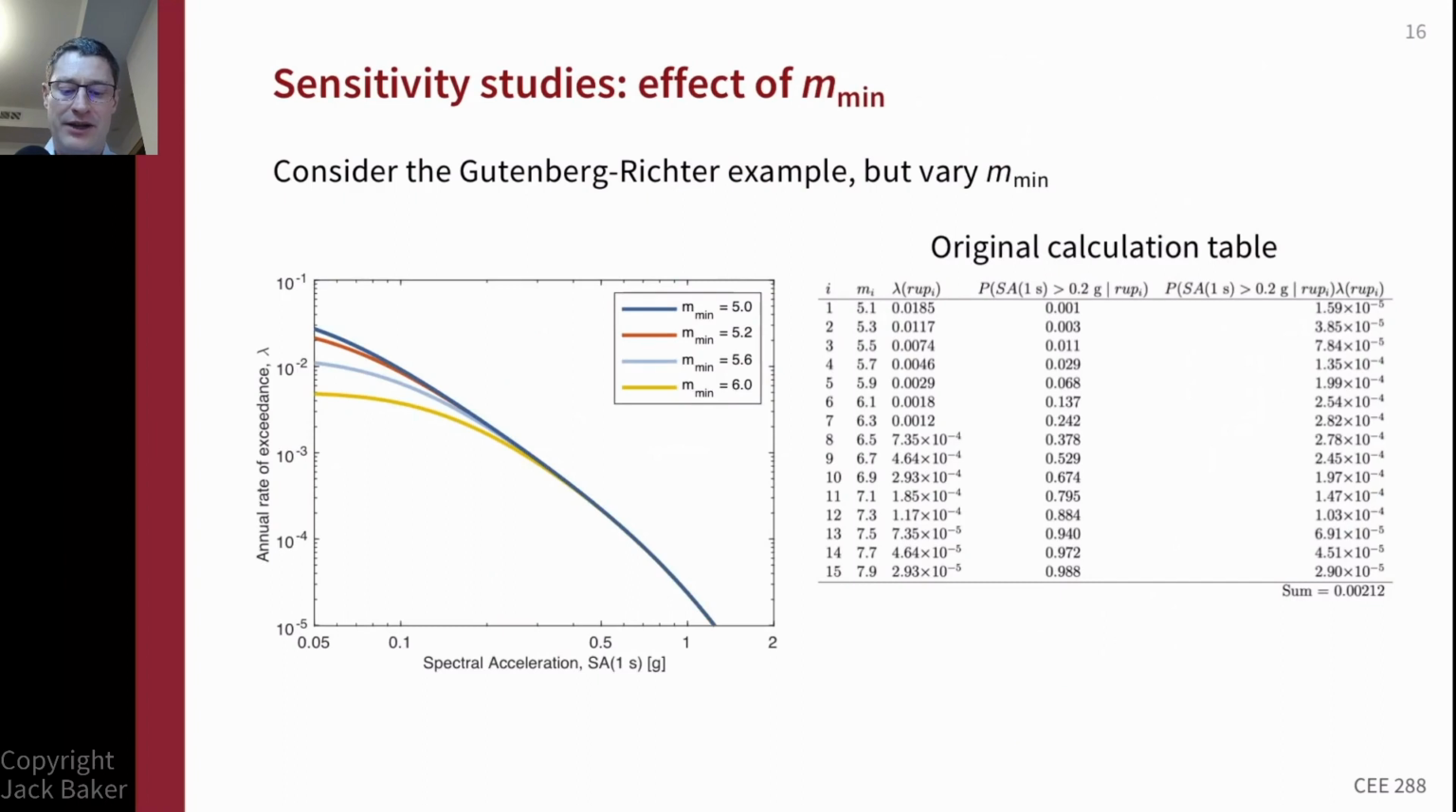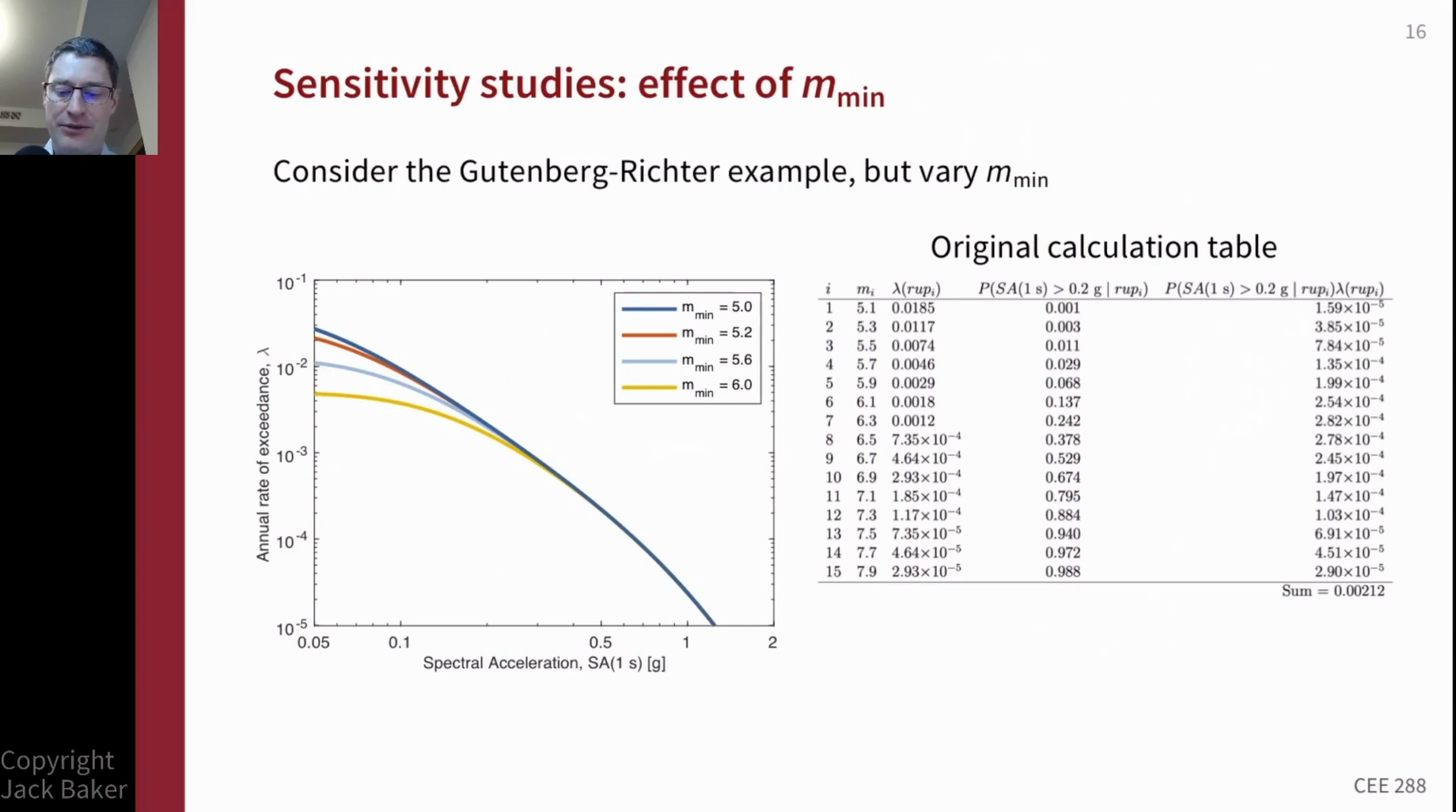Now we're going to think about Mmin. What's the value of Mmin? We talked about previously that Mmin is not a physical constraint on earthquake occurrences. It's just the minimum magnitude that we find to be of interest in our analysis. In our baseline analysis, the dark blue, Mmin was 5. Here we're going to vary it, increasing it to 5.2, 5.6, or 6, and so on.